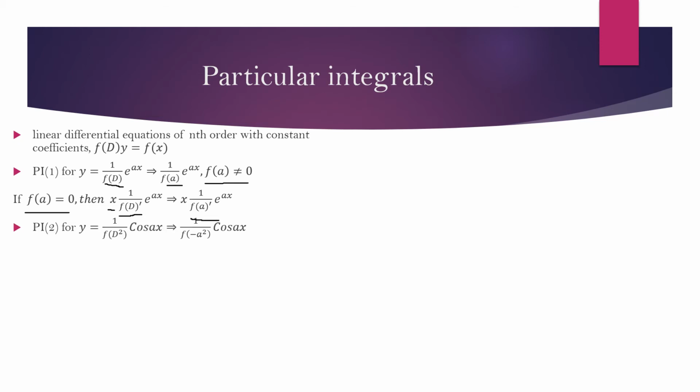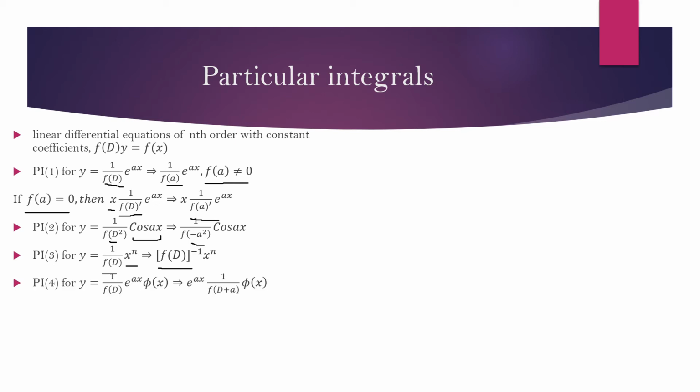For the second case, for cos as well as for sine function, D square will be replaced by minus of a square. Third case is when we have to find the PI for x to the power n. We just take the denominator in the form of 1 plus ax, put it on the upper side with the power of minus 1, and use binomial expansion to find the PI for it.